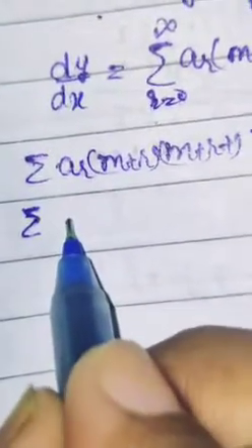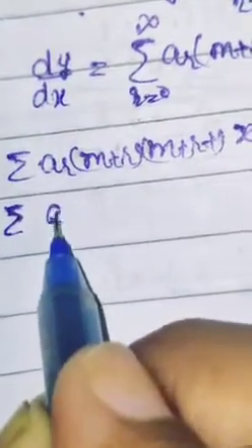We can rewrite it as summation of ar times m plus r times m plus r minus 1 times x raised to the power m plus r minus 2, minus 2 ar times m plus r, where x raised to the power m plus r minus 1 into x gives the result x raised to the power m plus r, minus summation, the summation exists everywhere, plus 2ny, that is 2n summation ar x raised to the power m plus r is equal to 0.